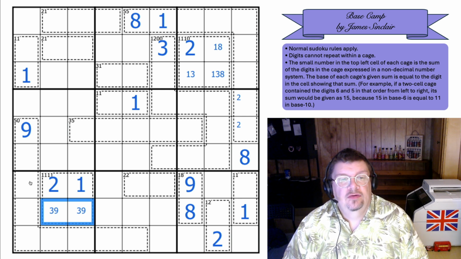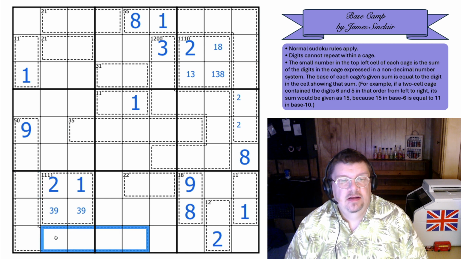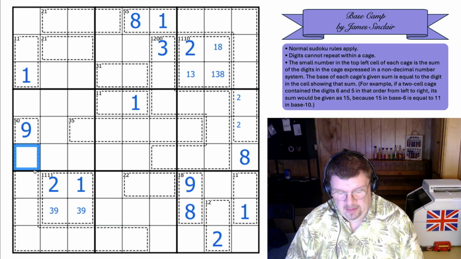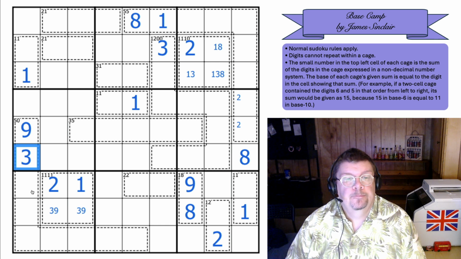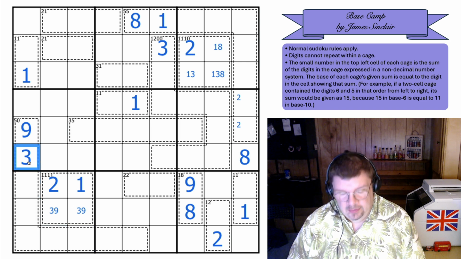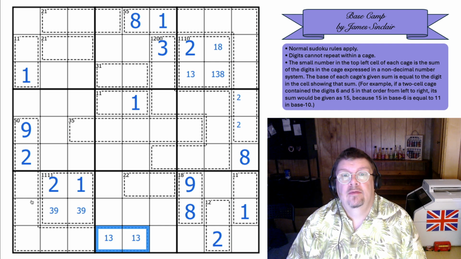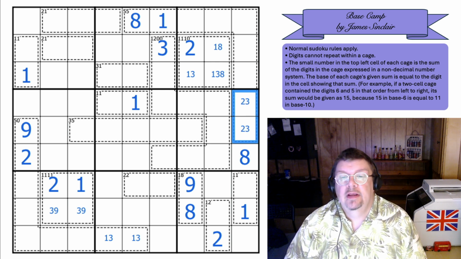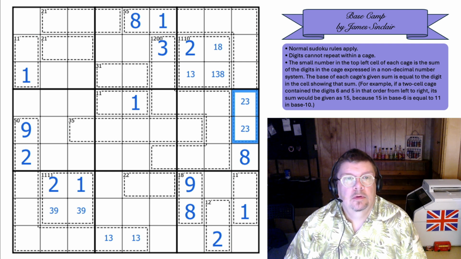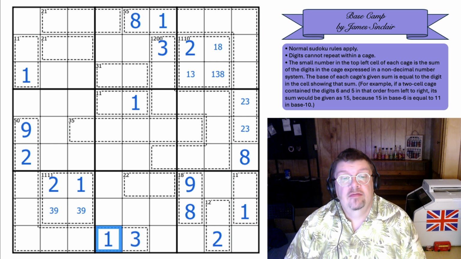Okay, so where does 2 go into this cage? The only place for it is there. These can't be 1, 2, 3 or 9, so that should be a 2. This must be a 1-3 pair, because I need to get a 1 and 3 in this cage somehow. Right, so this is a 2-3 pair because I need somewhere for the 3 to go in this cage. Alright, there we go. Alright, this one is looking down here to make that a 3 and a 1.